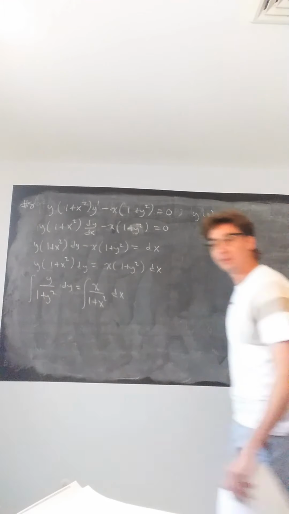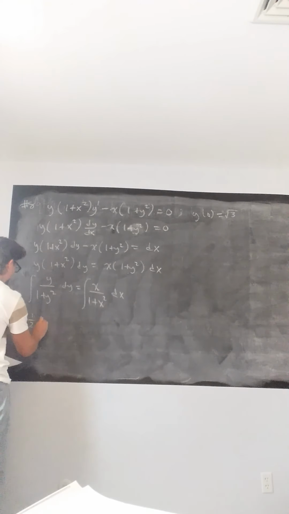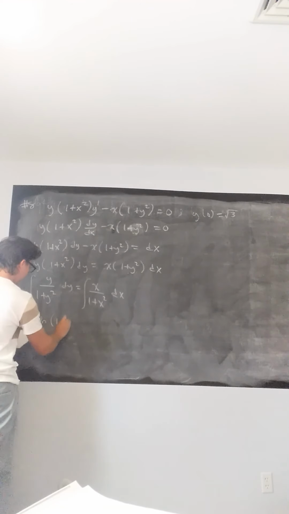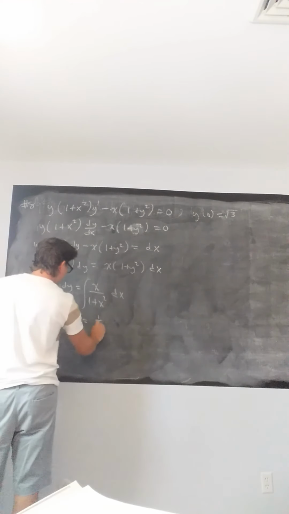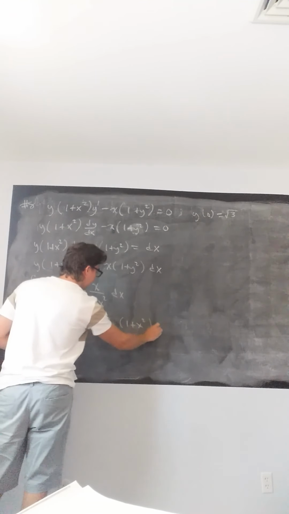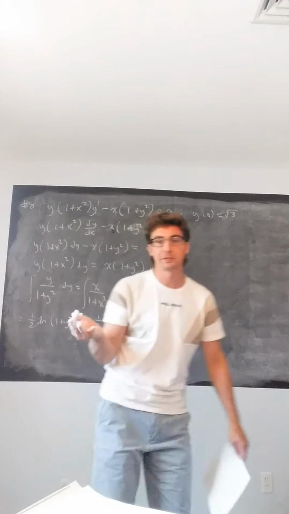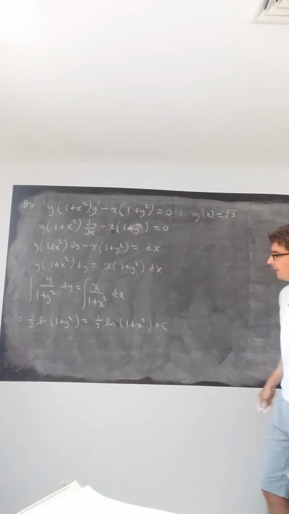Okay, so let's see what you arrived at. You should have arrived at the following: 1/2 the ln of 1 plus y squared equals 1/2 the ln of 1 plus x squared plus c. So hopefully you did arrive at that conclusion. If you get one, like I said, you get the other one essentially for free, okay?